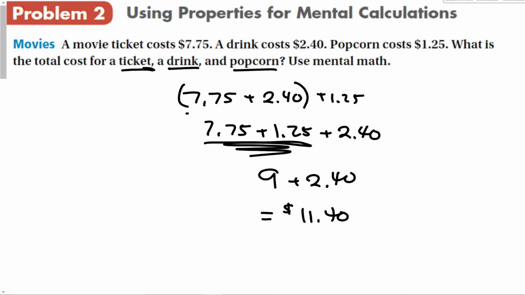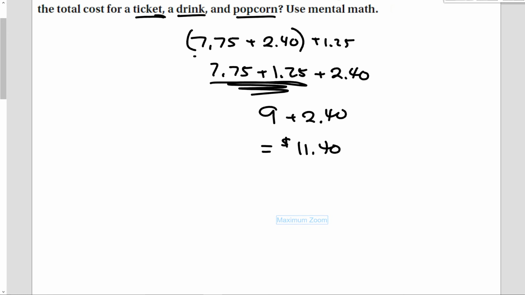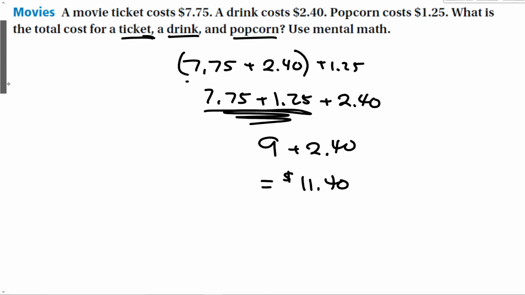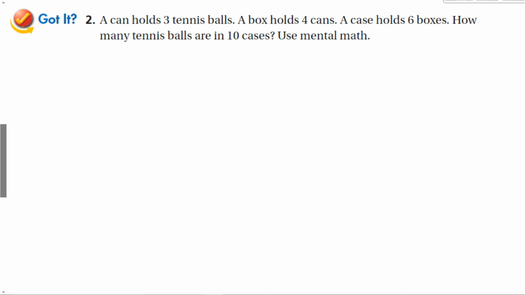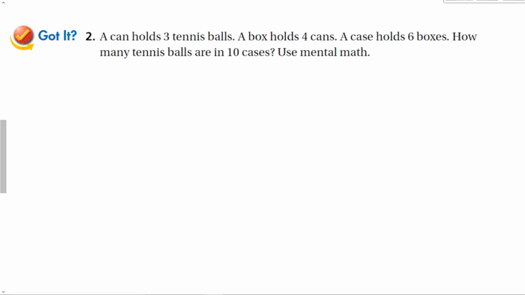So it's much easier if you rearrange something to help you get the problem better. Let's get rid of that. And going down to my got it problem, a can holds 3 tennis balls. A box holds 4 cans. The case holds 6 boxes. How many tennis balls are in 10 cases?